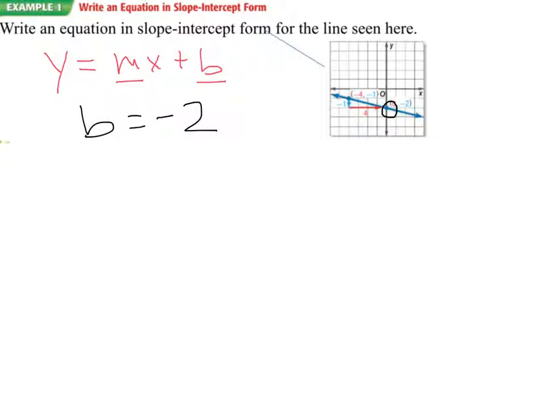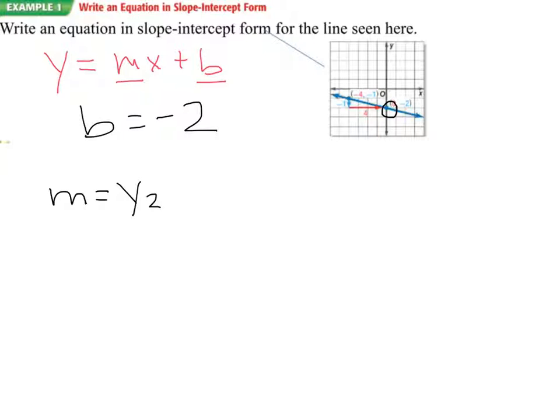But we do need to find the slope. So some students like to just look and count rise over run. So we know we're going down 1 and over 4, so we know that the slope is -1/4. But some students have a harder time seeing how to do that, so they like to use a formula. So I'm going to go ahead and show you how to do that.